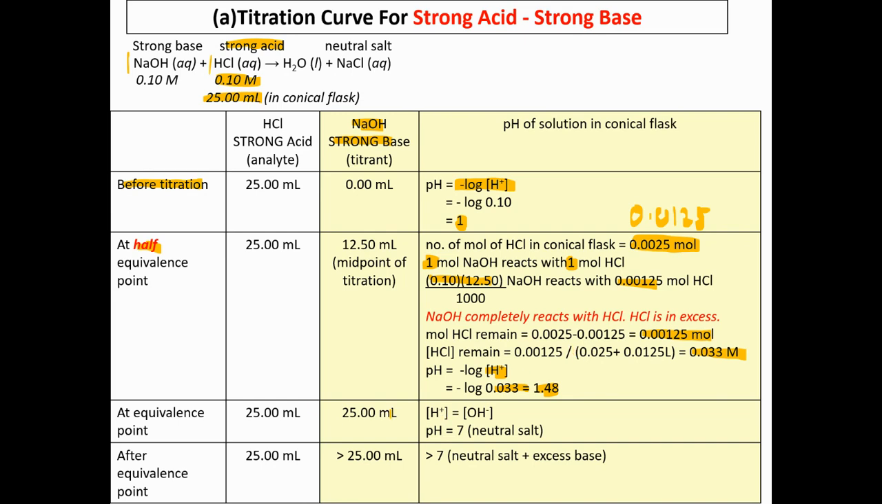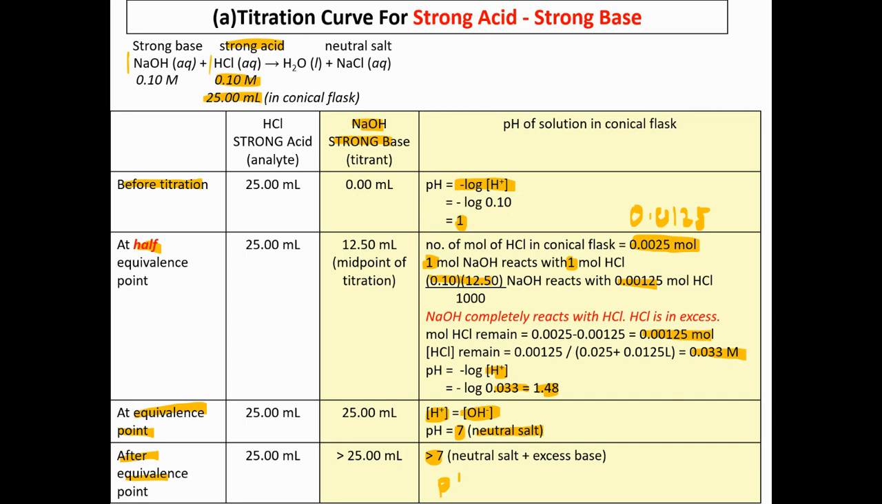Okay, now we proceed with the equivalence point, when acid and base completely react. So the concentration of hydrogen ion is equal to the concentration of hydroxide ion. So pH equals 7. It is a neutral salt. Okay, after the equivalence point, the pH will be more than 7.